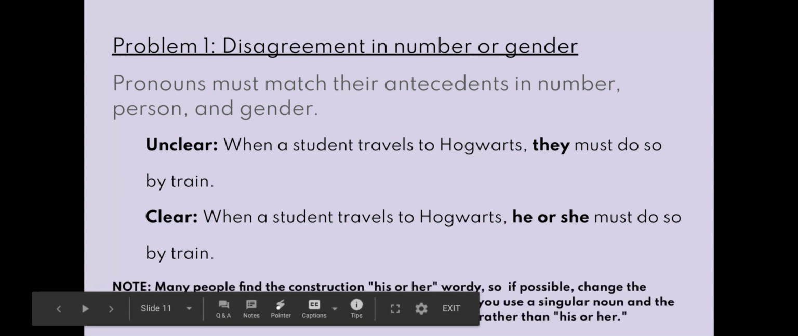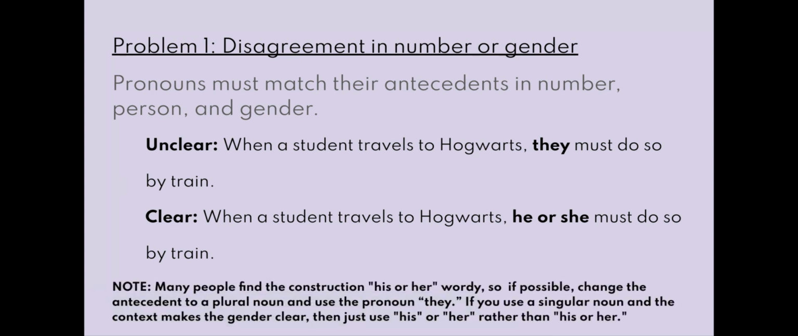Note, many people find the construction his or her wordy, so if possible, change the antecedent to a plural noun and use the pronoun they. If you use a singular noun and the context makes the gender clear, then just use his or her, rather than his or her.